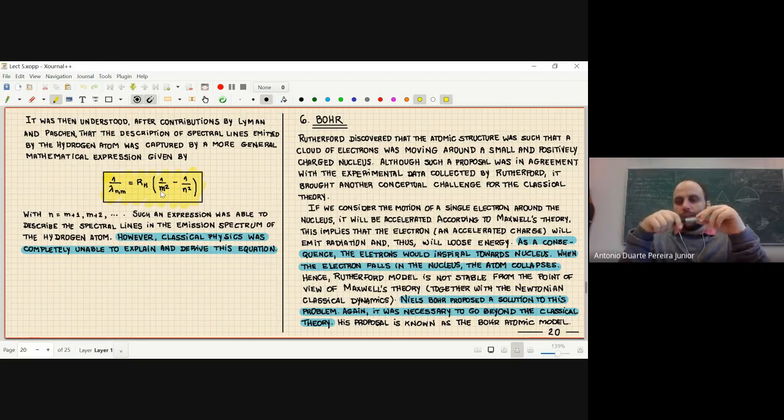But of course, as physicists, we would like to explain this formula from first principles, because this is specific to hydrogen. If I want to describe a completely different atom and a completely different chemical component, how do I derive the expression that gives me the spectrum of such an atom?